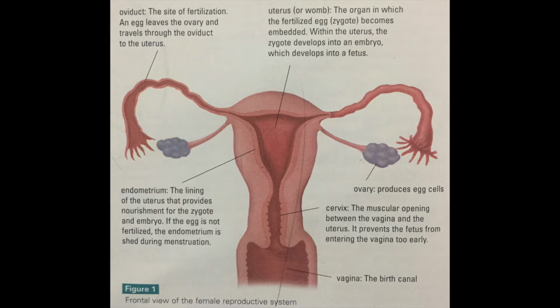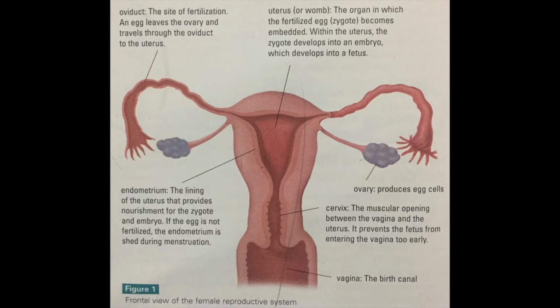An egg leaves the ovary and travels through the oviduct to the uterus. Then the uterus or womb, the organ in which the fertilized egg, the zygote, becomes embedded. Within the uterus, the zygote develops into an embryo, which develops into a fetus. There's a picture of the ovary, which produces egg cells.